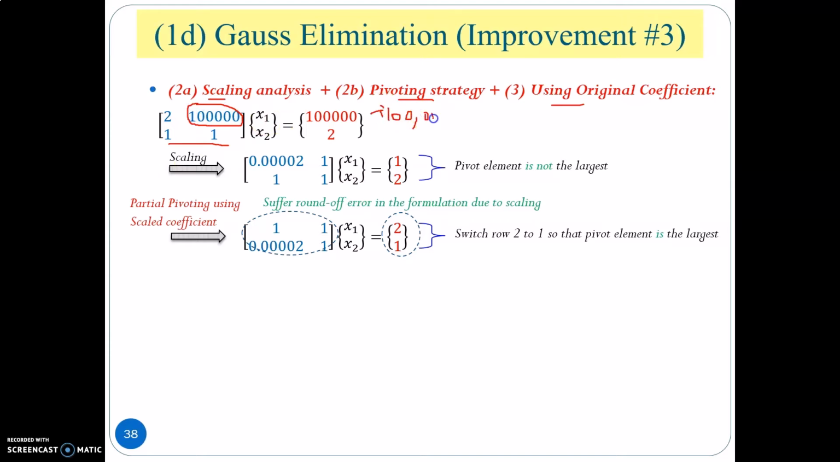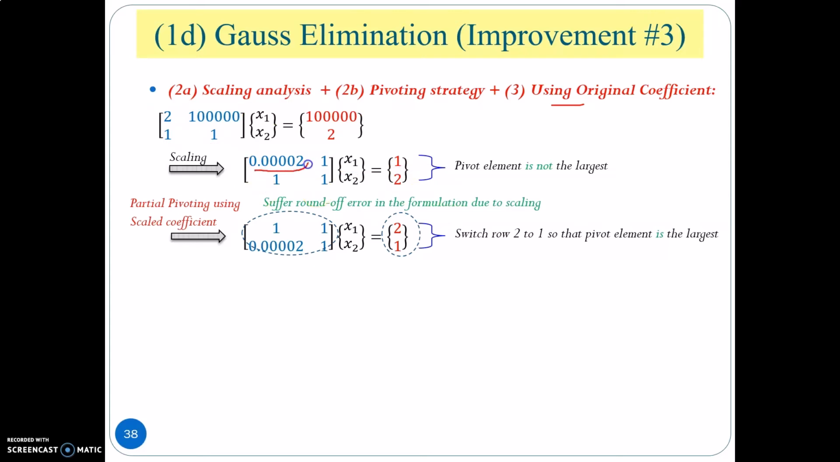100,000 and then you obtain 1. So, you continue to divide the first equation with this 100,000. You should be able to obtain a scale coefficient like this. So for the second equation, you do not need to perform the scaling because the maximum element is 1. So we just remain it here.